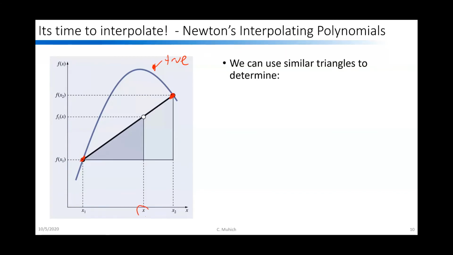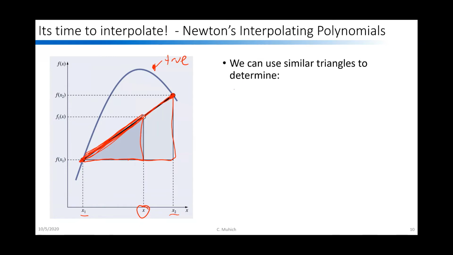So let's say we're interested in finding a value at x, which lies between x1 and x2. I'm just calling it x so that we can make it generic. What we can do is we can use similar triangles by noticing that this triangle and this outer triangle are similar triangles. This means that the ratios between the slopes have to be the same. So we can look at the slope here and compare that to the slope here.